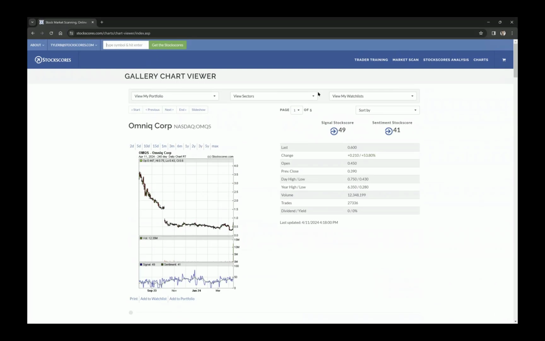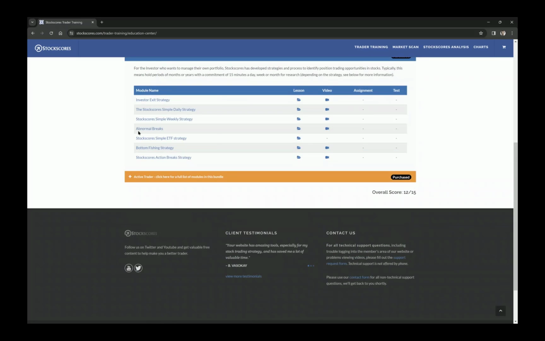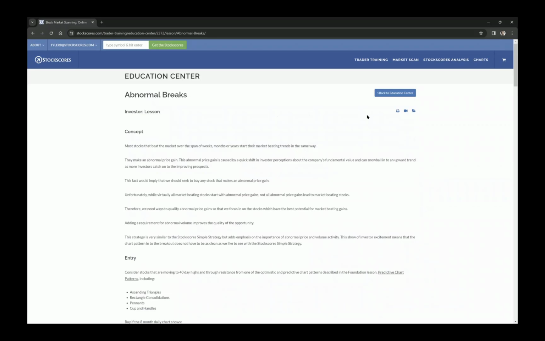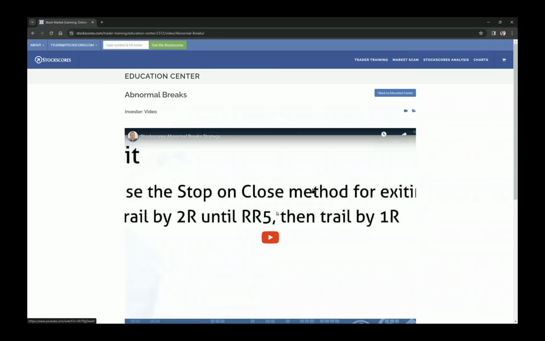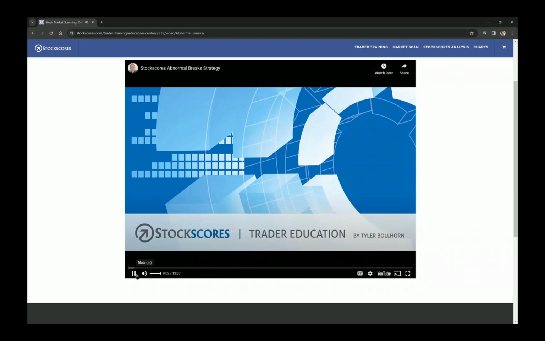Now, if you wanted to know what that scan does, I go to Trader Training, Education Center. I slide down to the investor section, and there is a strategy called abnormal breaks. I can read the lesson, or I can watch the video, snazzy music, and I will teach you in that 12-minute video how that strategy works.